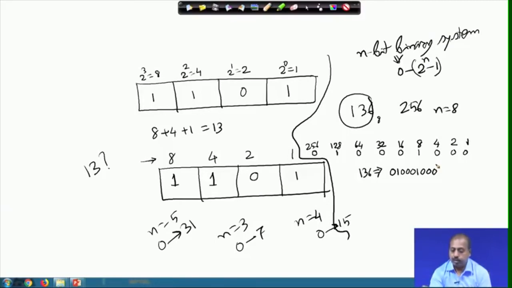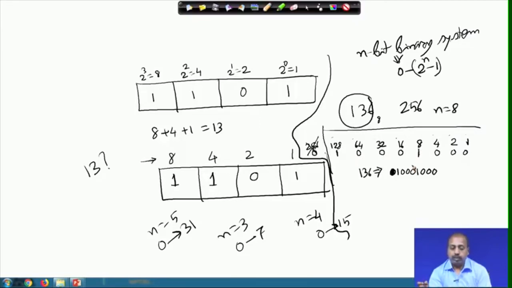I am sorry, 256 will not come here, because I am going up to n equal to 8. So, this is 1, 2, 3, 4, 5, 6, 7, 8. So, up to this much will be necessary. Up to 128 will be necessary, and for representing 136, 128 will be necessary. After that, only 8 will be left. So, 64, 32, 16 will not be necessary, only this 8 will be necessary again.